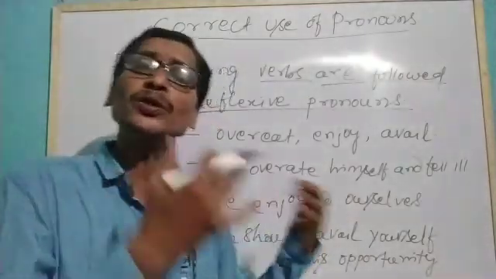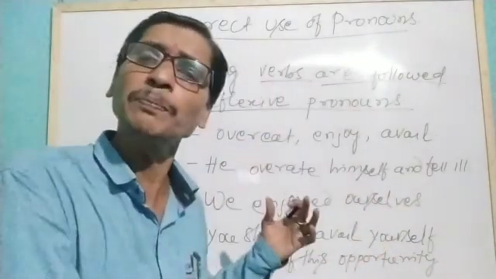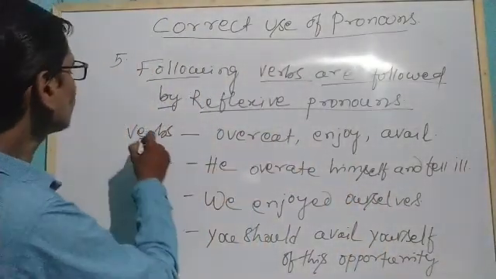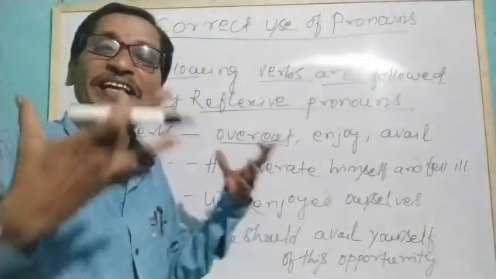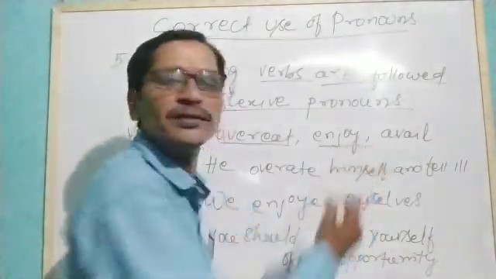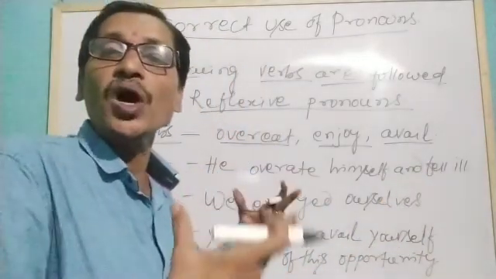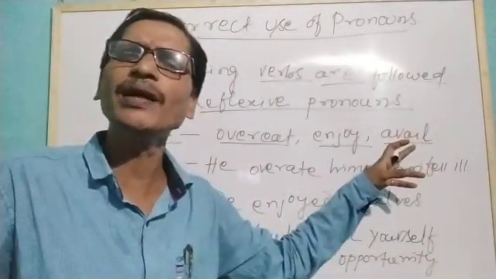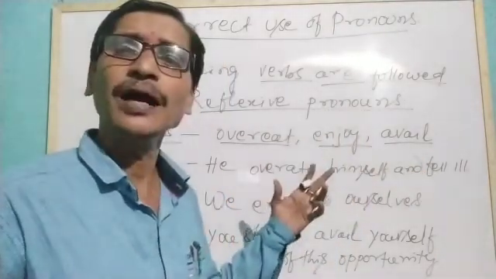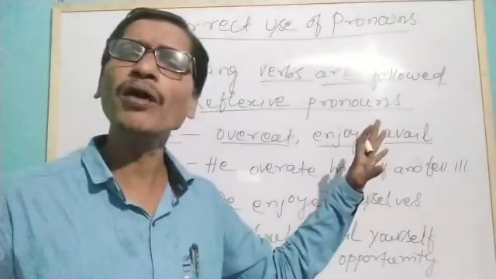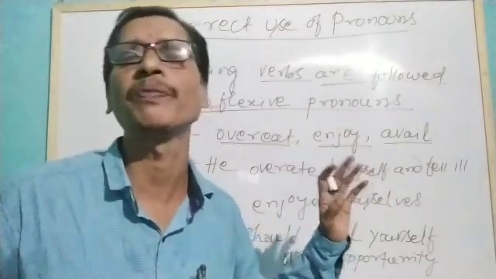So what are those verbs? If any pronoun follows them, it will be in reflexive form. Let's see. Verbs like overeat, enjoy, avail. If such verbs are there in our statement, while speaking or writing, and after them any pronoun is used, that must be in its reflexive form.